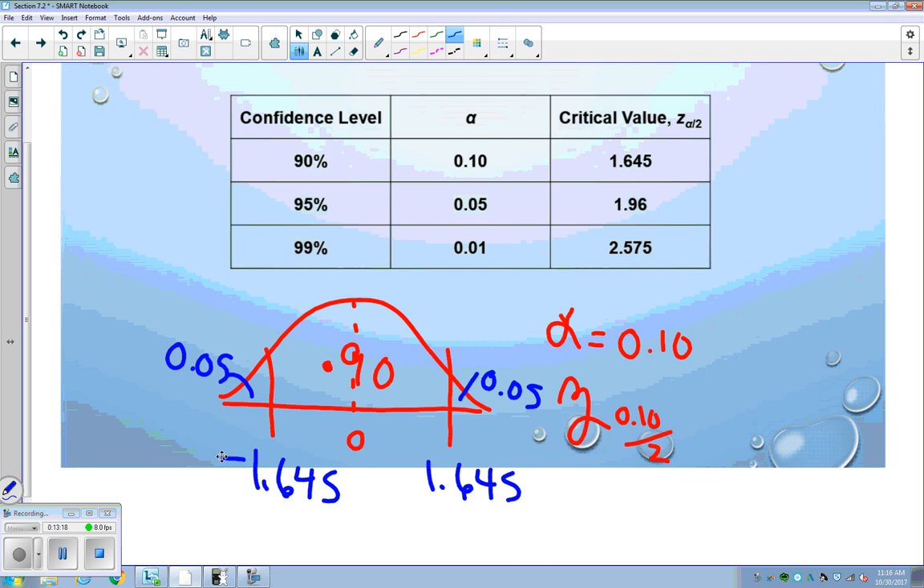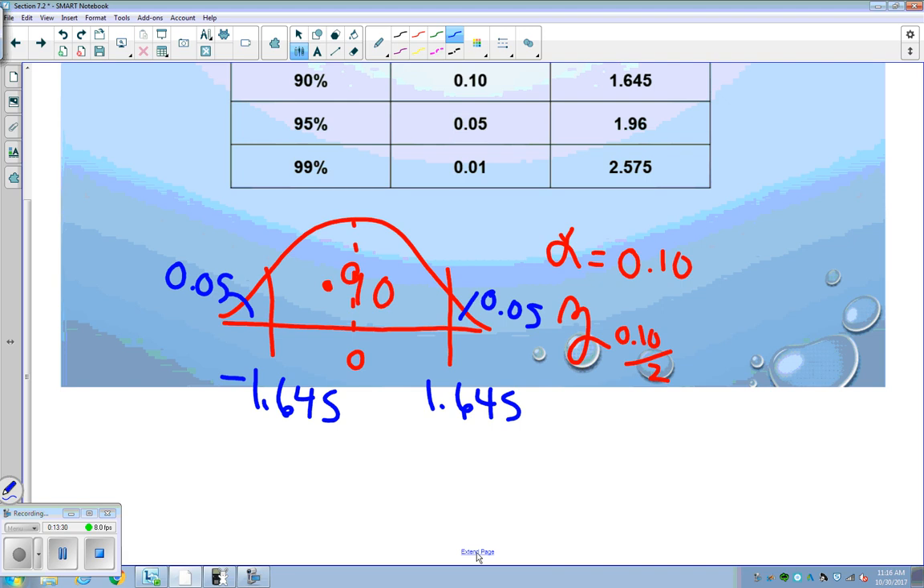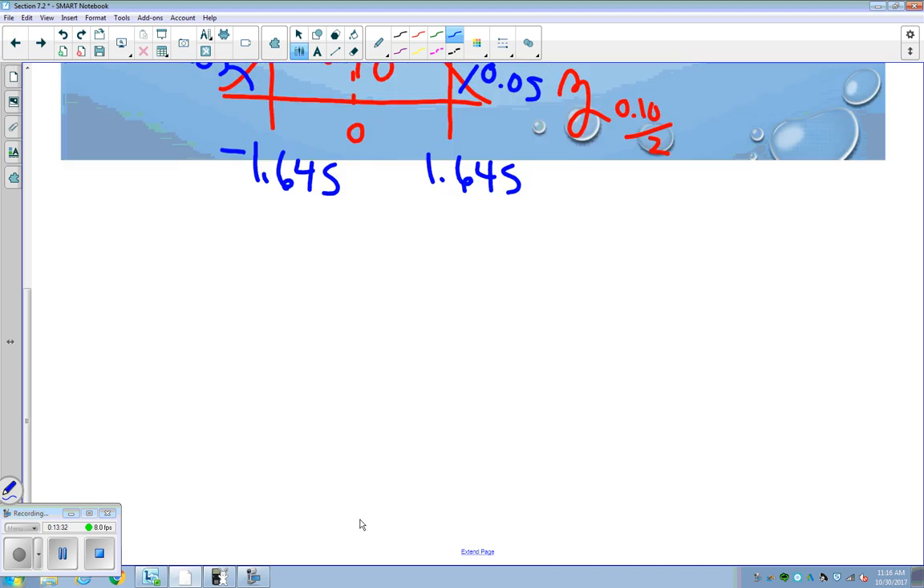So if I gave you one that's not listed up there, let's do 98%. If I gave you the confidence level of 98%, you guys do it on your own. We'll come back and check.